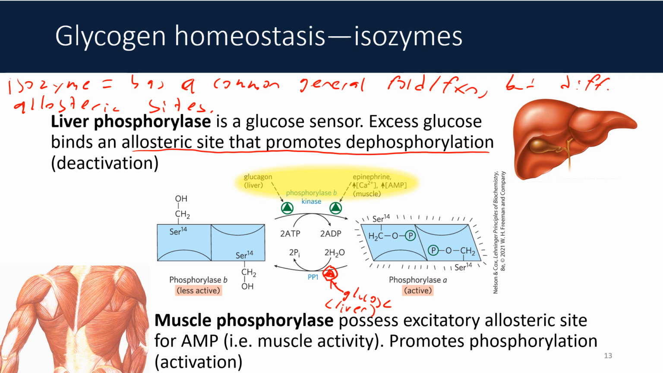And that is unique to the liver isozyme. Muscle phosphorylase is a different protein, it's a different gene, and it has a slightly different fold, which has additional excitatory sites that bind AMP and calcium. Both of these chemicals get released during muscle contractions. So if we're contracting a lot, we can expect to contract some more, and we're going to need the sugar to power that. Hence, activate phosphorylase, activate glycogen breakdown, give us fuel.